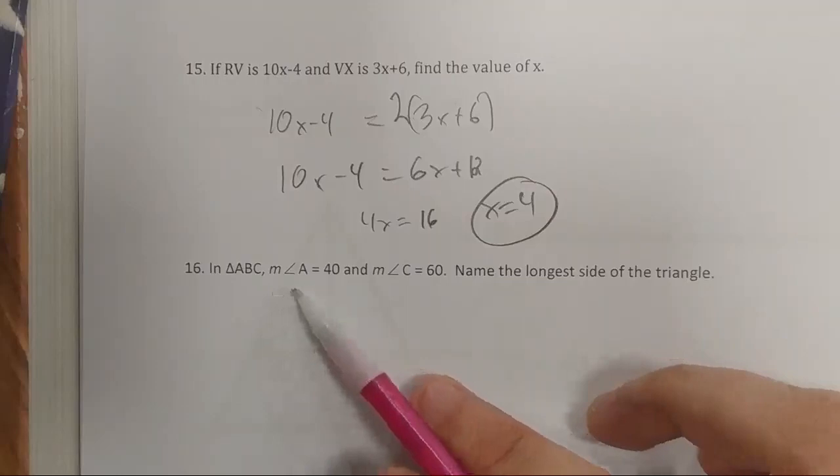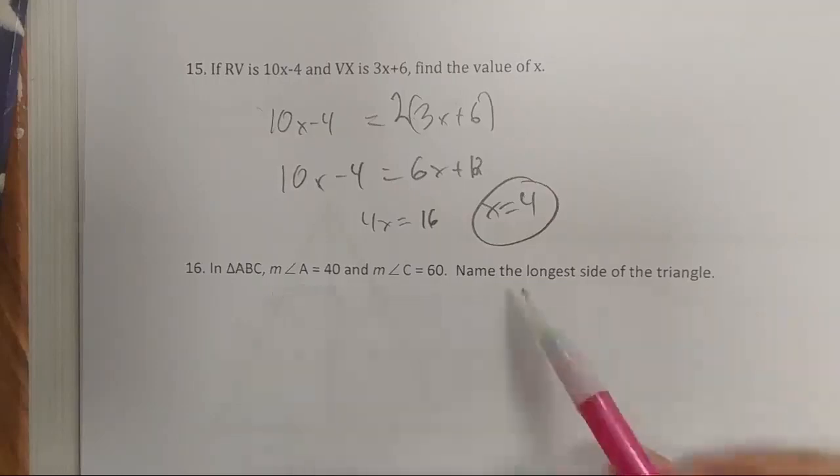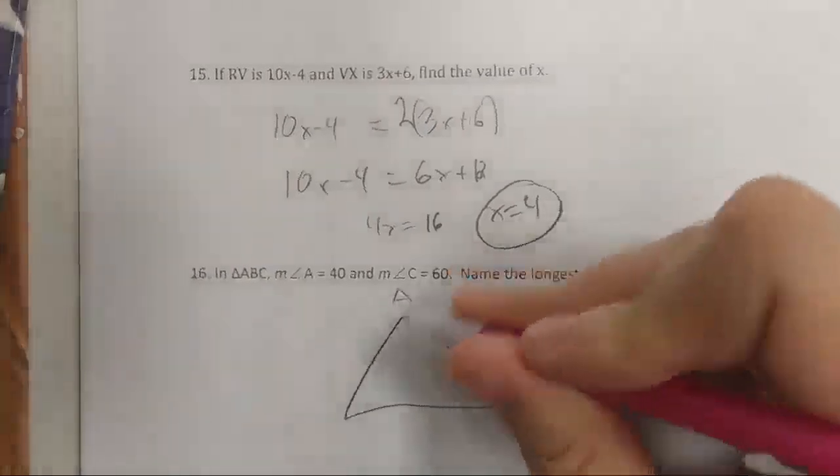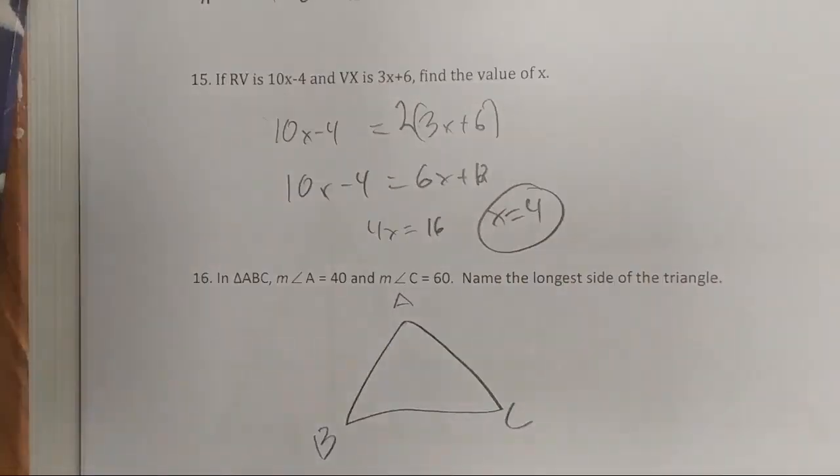In triangle ABC, angle A is 40, angle C is 60. What's the longest side of the triangle? Oh, so we've got to draw our triangle. A, B, C.